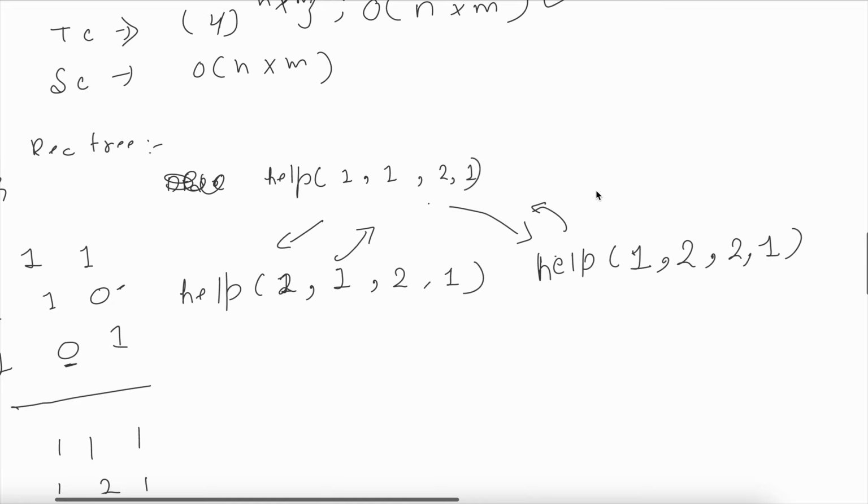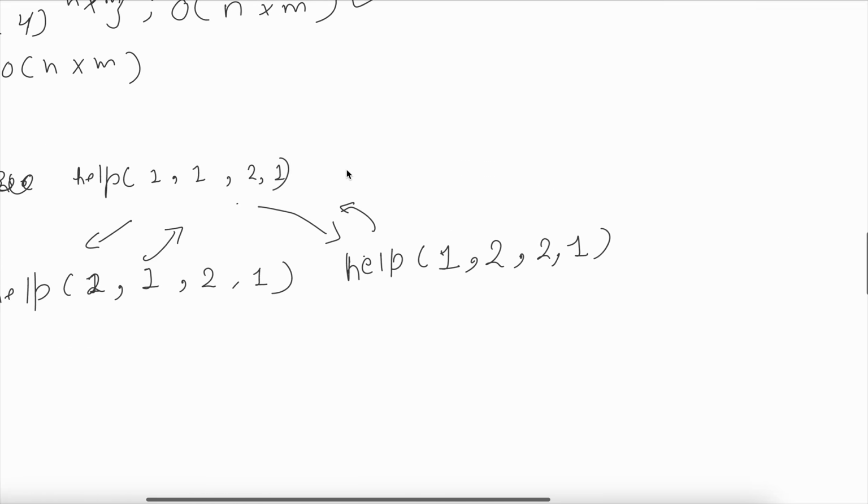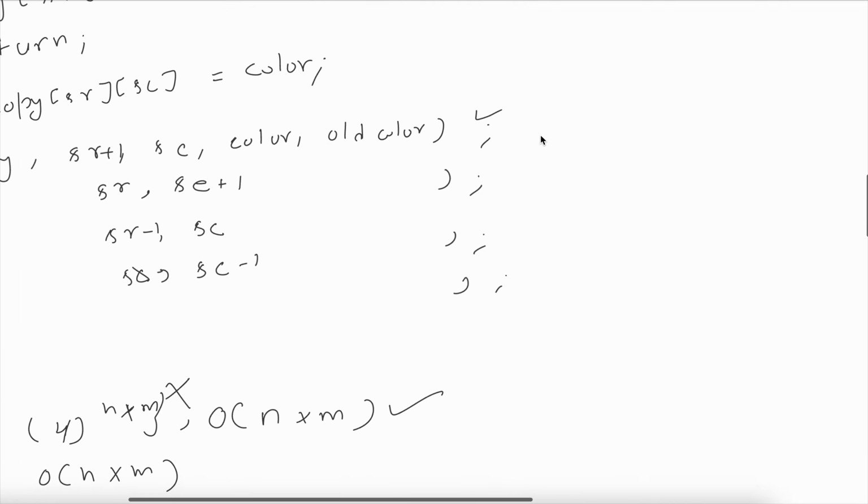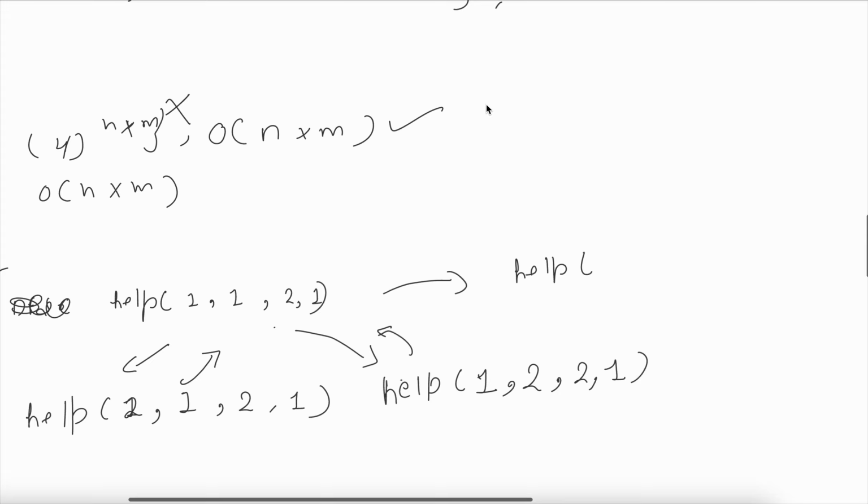Now the third function will call, help. Now this function gets done. Now we will be doing sr minus 1. Okay, 1 minus 1, 0 comma 1 comma 2 comma 1. Okay, 0 comma 1 is inside the matrix. Yeah, it is inside the matrix.